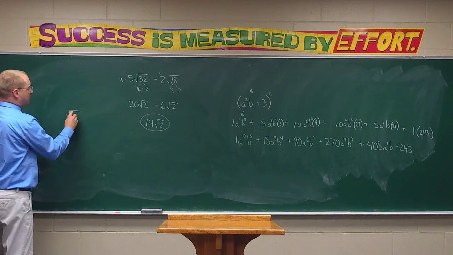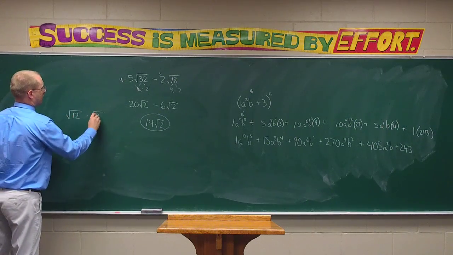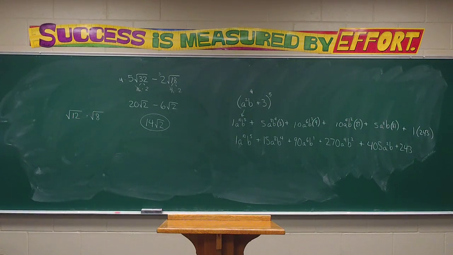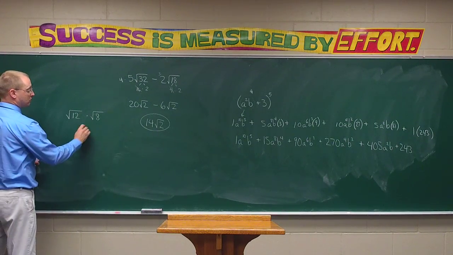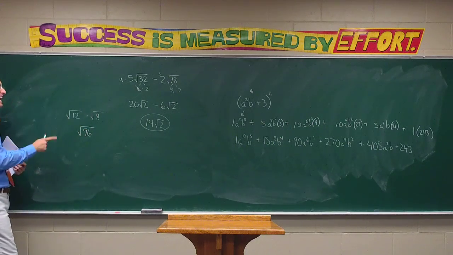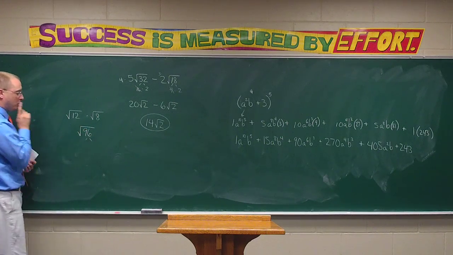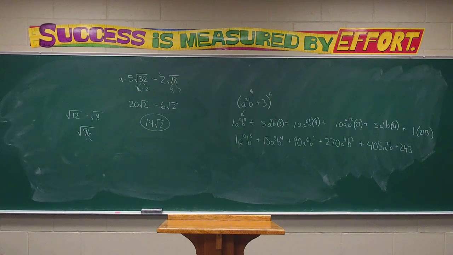What if I wanted to multiply radicals? Do they have to be similar? No, but they do have to have the same index. They have to both be square roots or both be cube roots. In this case, they're both square roots. I just multiply. Square root of 12 times square root of 8, class? Square root of 96. And then at the end, we'll reduce this. We'll see, what square is in 96?